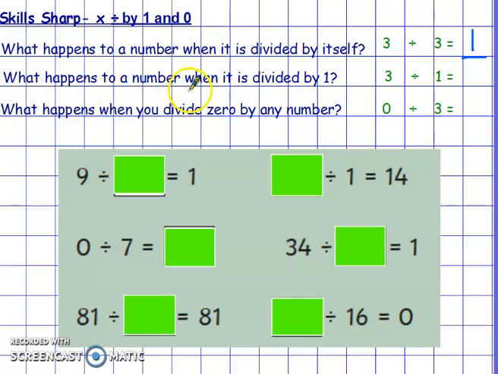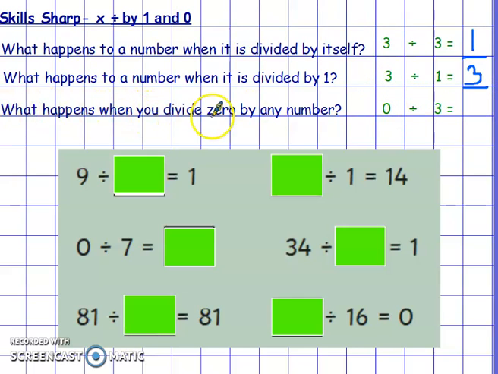What happens to a number when we divide it by 1? 3 divided by 1 equals. So how many 1's fit into 3? 1, 2, 3. So when we divide a number by 1, the answer is always the original number.